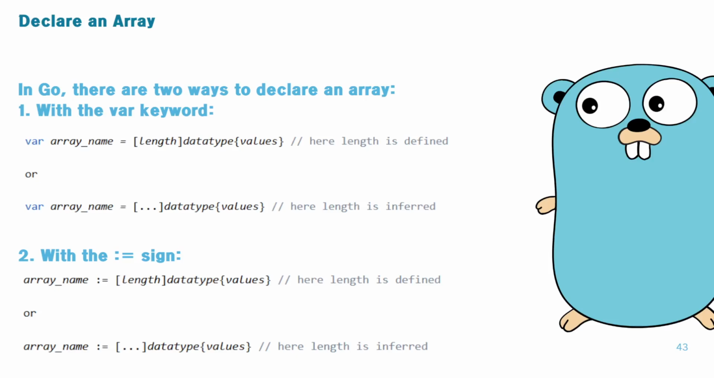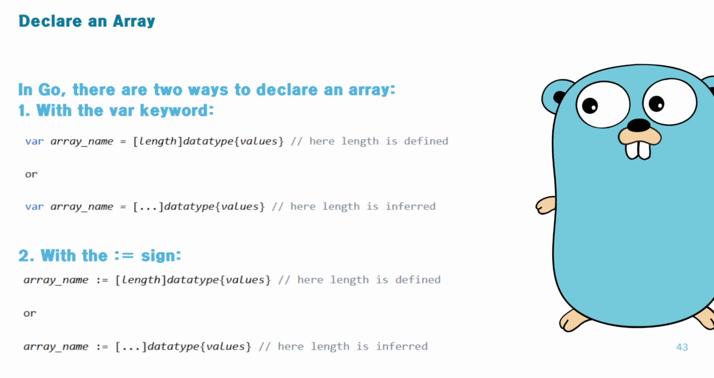In this video, we will explore arrays in Go, how to declare them, access the elements, modify them and more. So let's dive in. Arrays in Go are used to store multiple values of the same type. Let's see how we can declare an array.